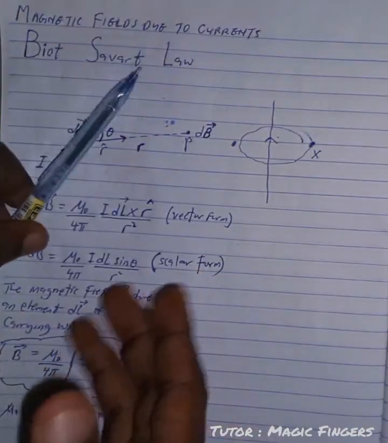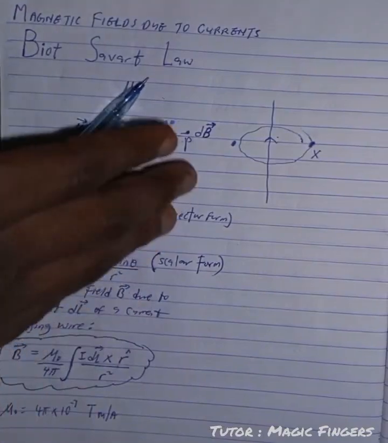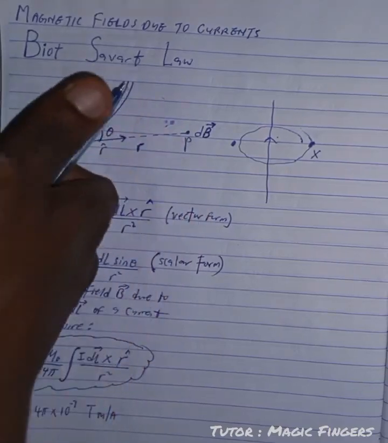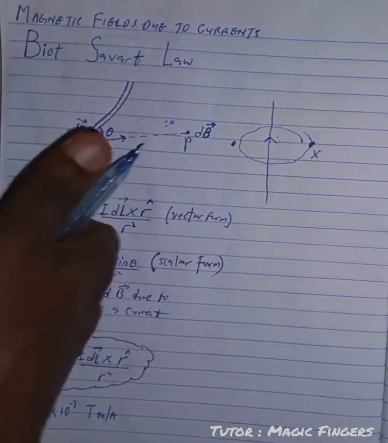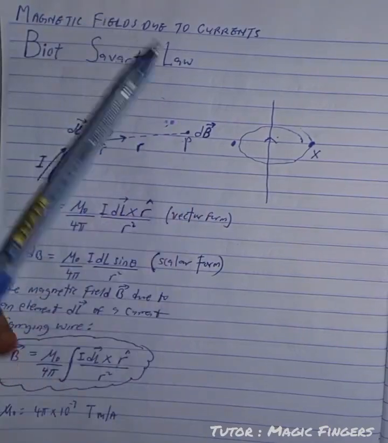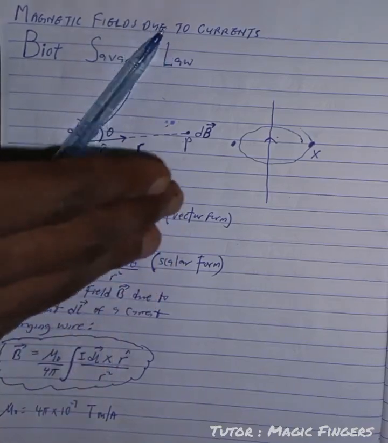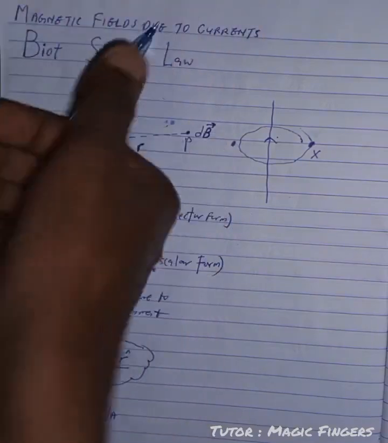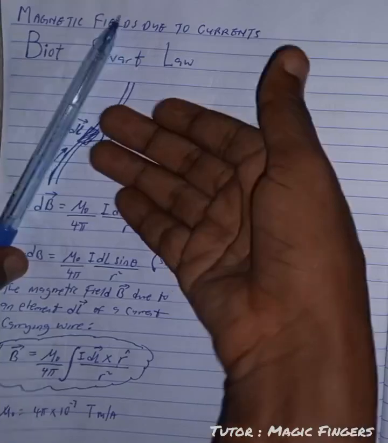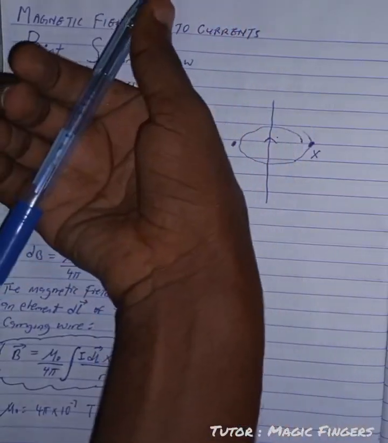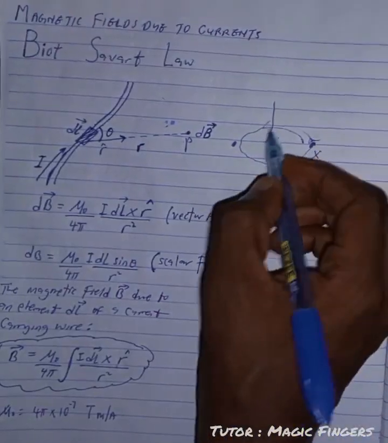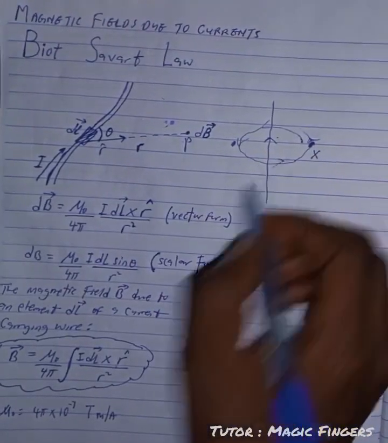So again, if I grasp this conductor like this, you observe that I make sure my thumb points in the direction of the current. Then my coiled fingers point in the direction of the magnetic field. So if you observe, it is going this way like this. So it means that at this point, the magnetic field is going inward, and at that other point, the magnetic field is going outward. And that is the direction of the magnetic field. So that is it.